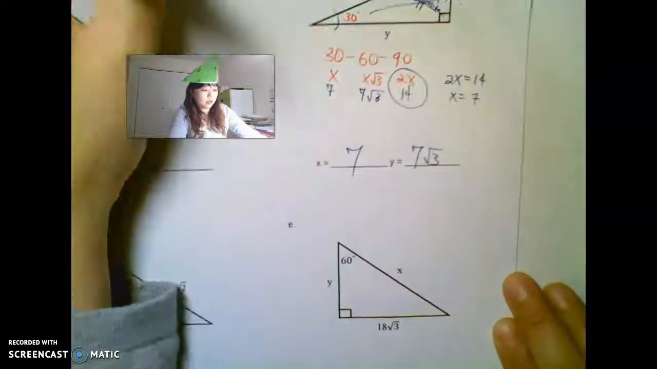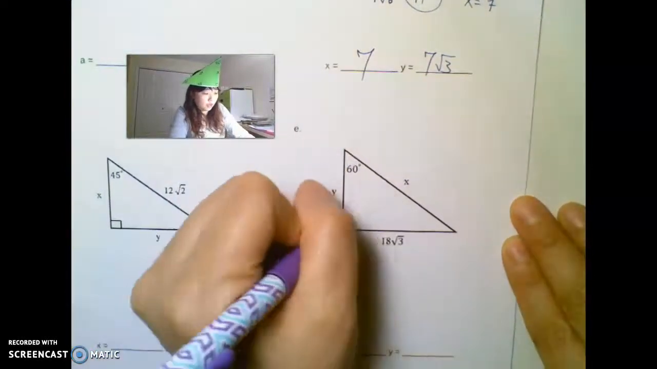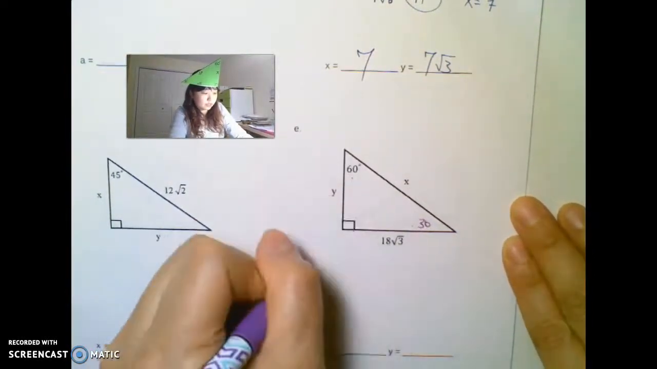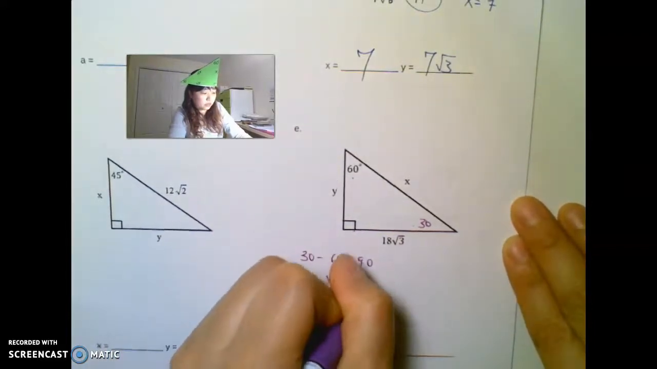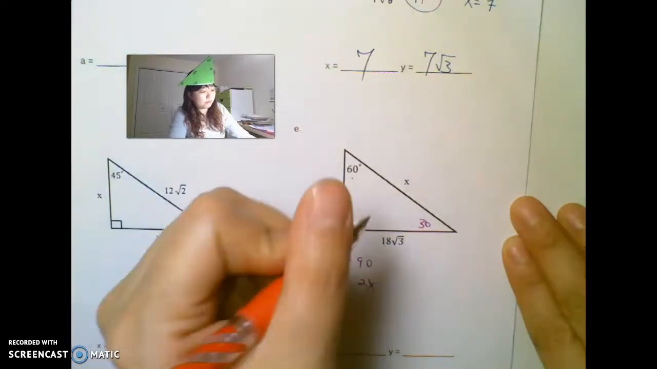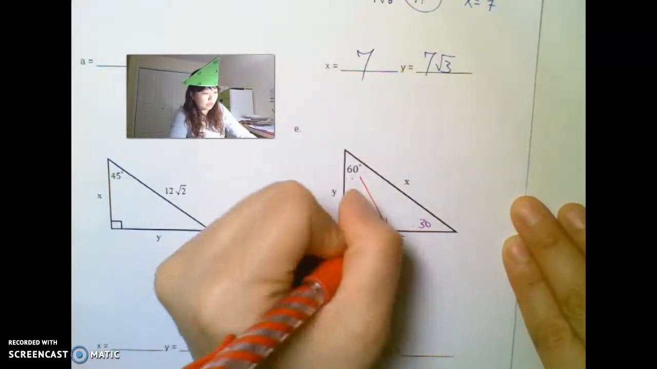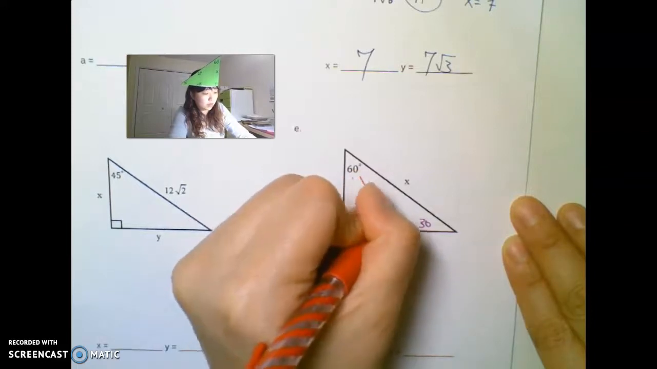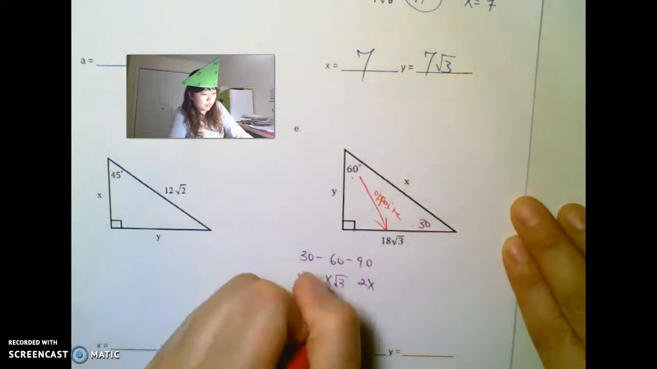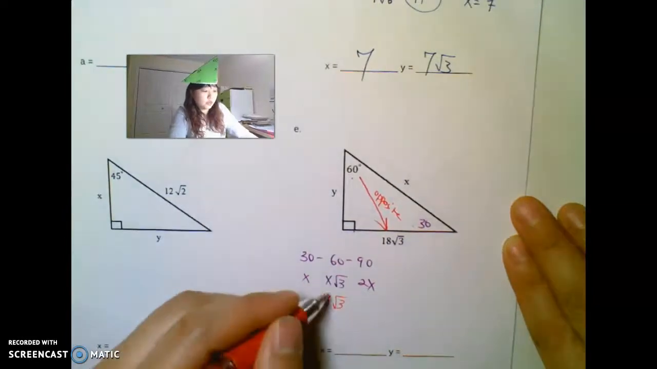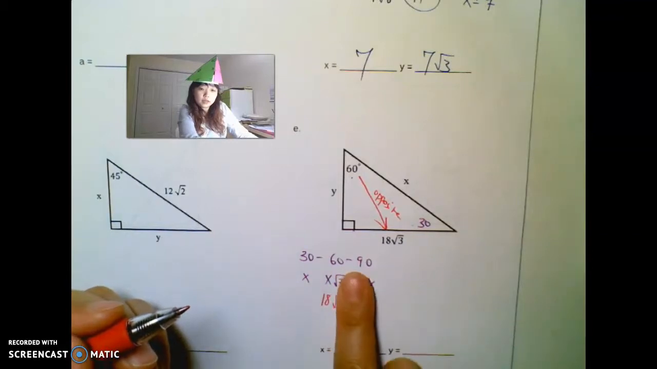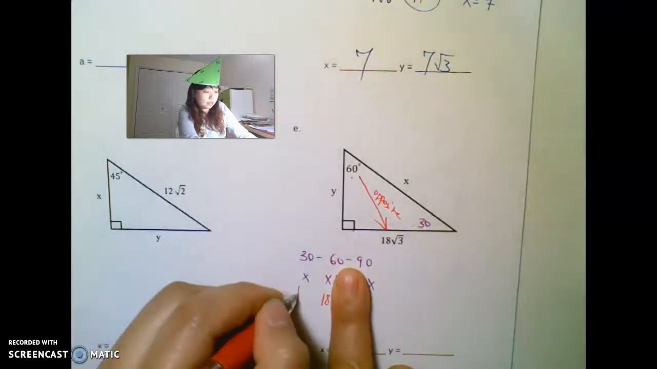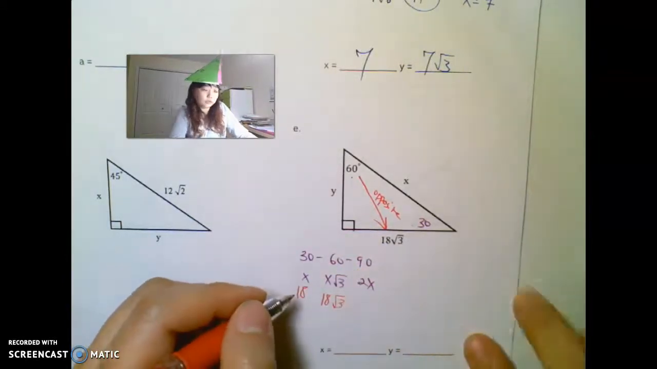Alright, I'm doing E. We have 30, 60, 90, so the ratio is x, x root 3, 2x. What have they given us this time? They gave us opposite of 60. See, this is the opposite of 60, so that's 18 root 3. What do you think x is? X root 3. They both have root 3, so x is, that's right, 18. Then what's 2 times 18?